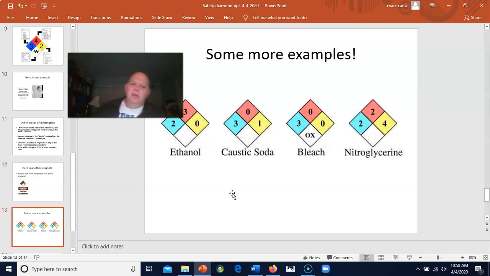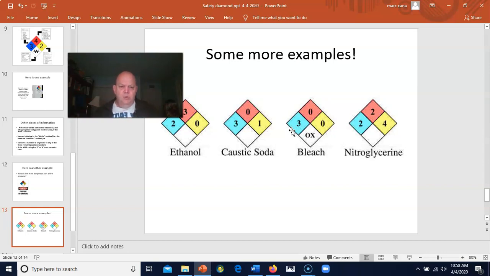So some more examples here of things like ethanol, caustic soda, nitroglycerin. But for a lot of people, they should be looking at bleach. Now, bleach is an oxidizer, which can do wonders in a chemical reaction and the rate of the chemical reaction. And then look at the potential health issues. Oof.